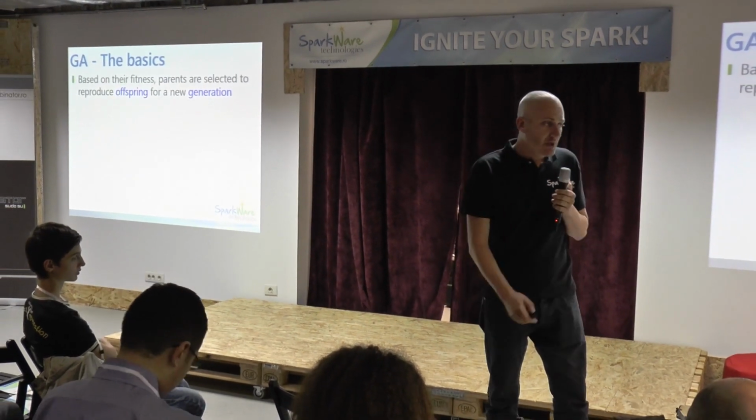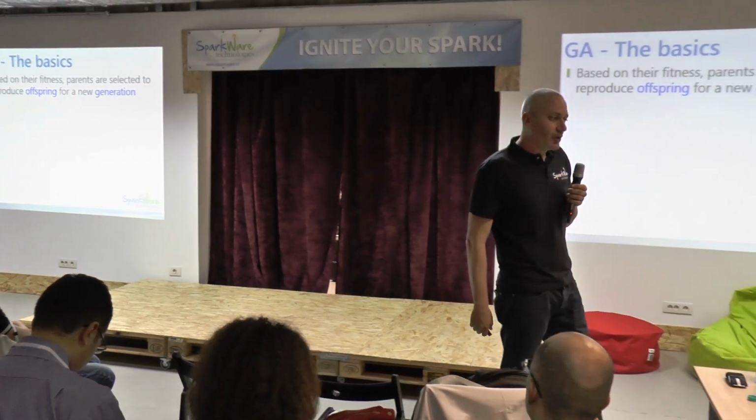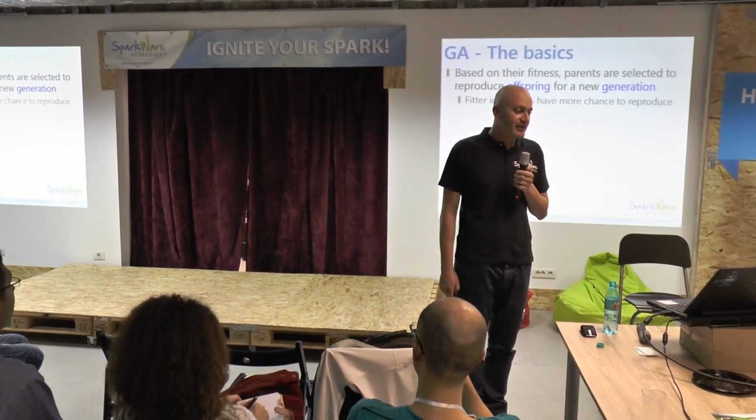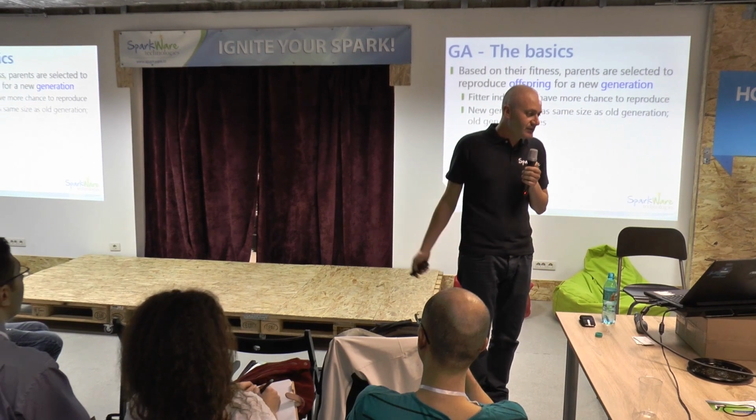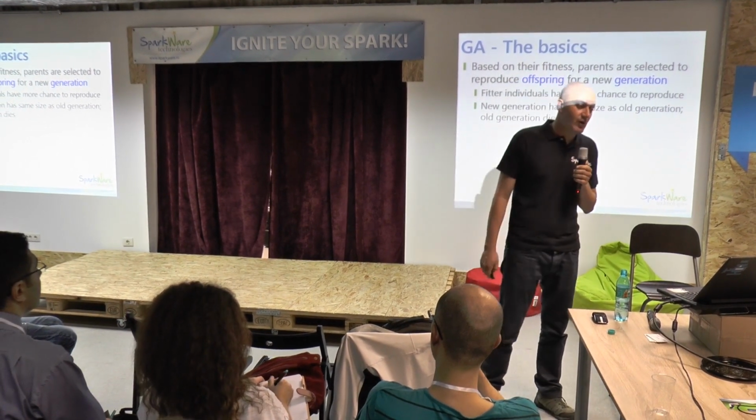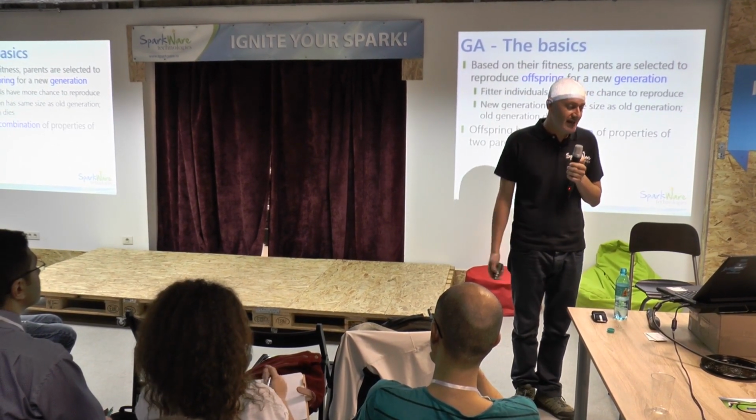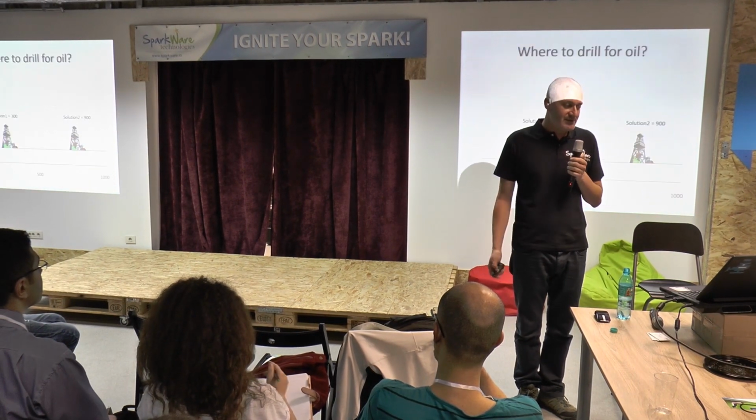How does it work? Based on their fitness, parents are selected to reproduce offspring for a new generation. Like we said, the new generation has the same size as the old generation. The old generation dies. And the offspring has combinations of properties of 2 parents.